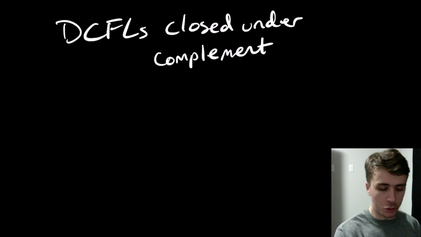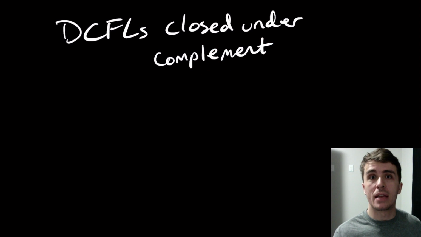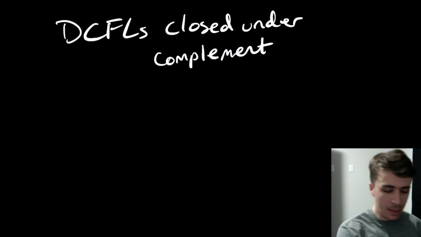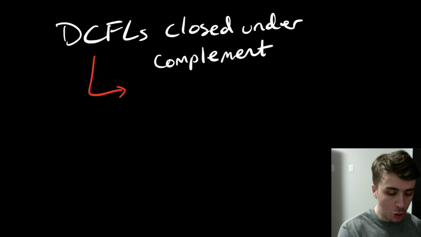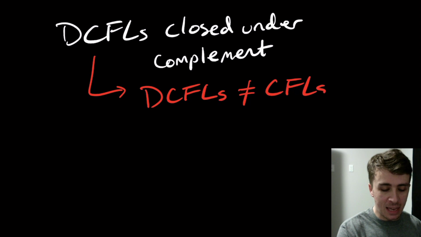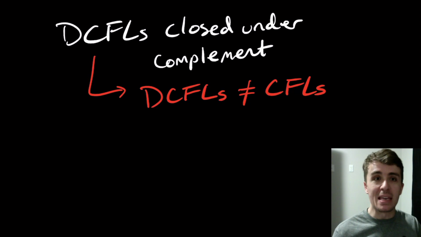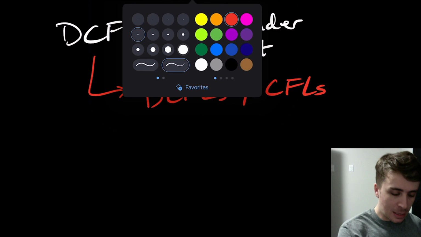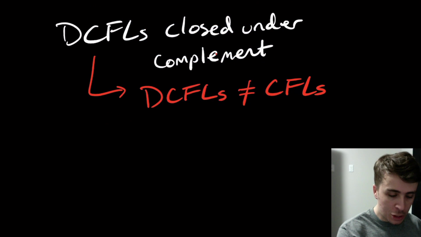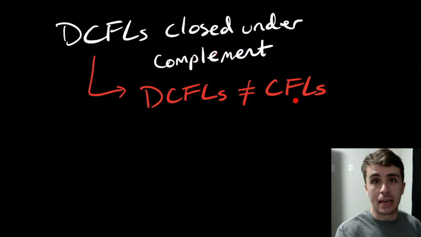So today we're going to be showing that deterministic context-free languages are closed under complement. We saw that normal context-free languages were not closed under complement, and so this result, if we can show it, will tell us that the deterministic context-free languages are not the same thing as the context-free ones, because the normal ones are not closed under complement, but these deterministic ones are. And in particular, there must be a language that is a context-free language that is not deterministic context-free, because every DCFL is already a CFL.